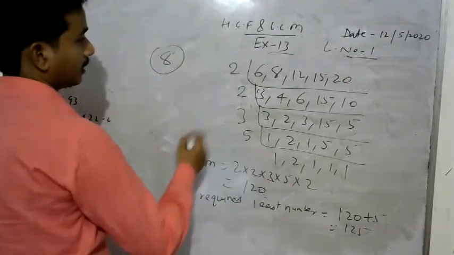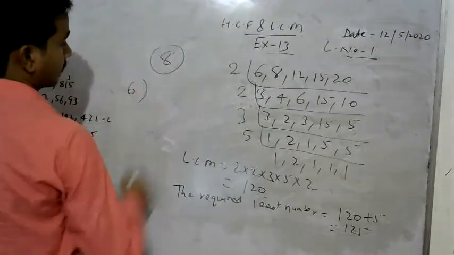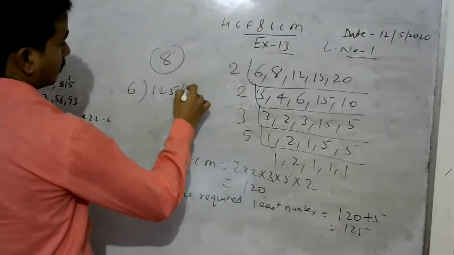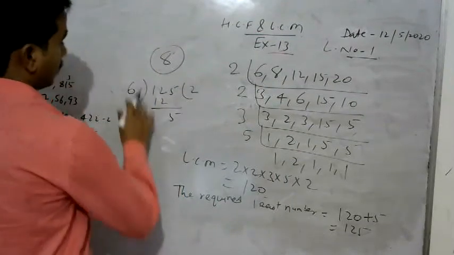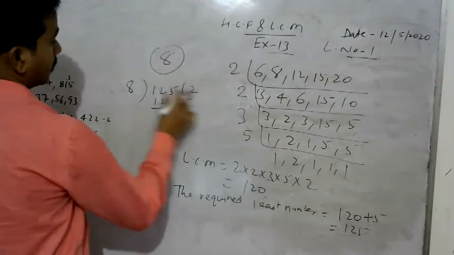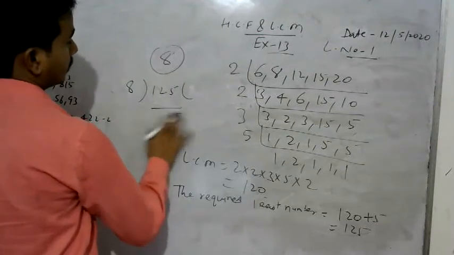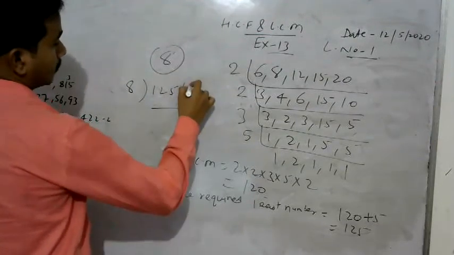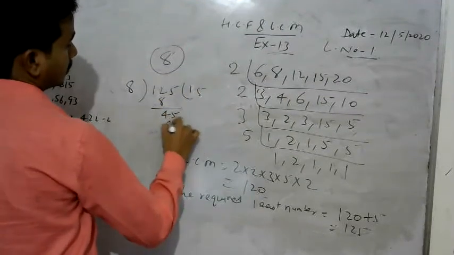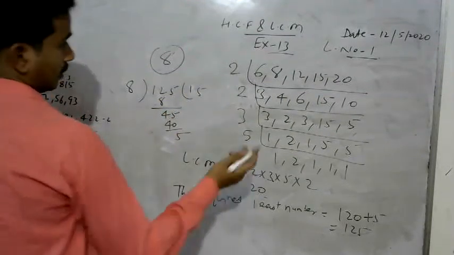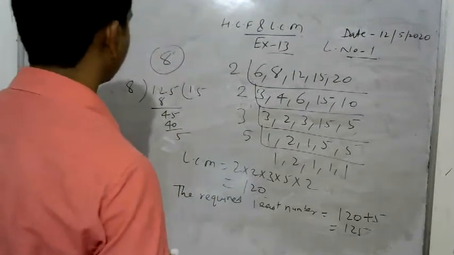Now you can verify. Divide 125 by 6: 6 twenties are 120, and it is leaving 5 as a remainder. If we divide by 8, 8 fifteens are 120, also leaving 5. Similarly, you can verify.